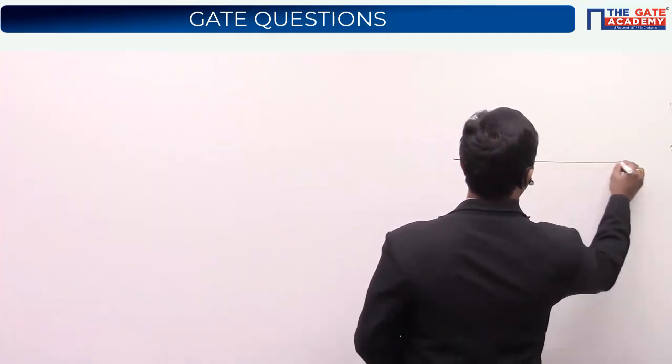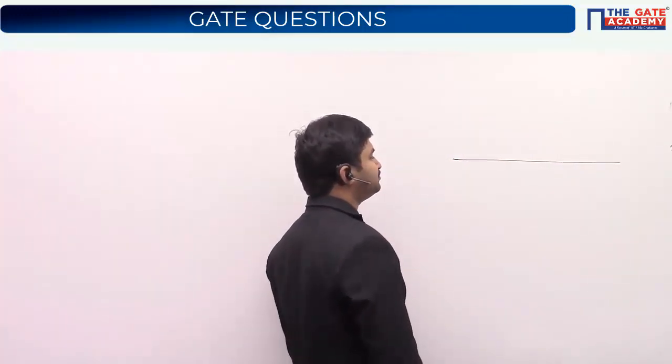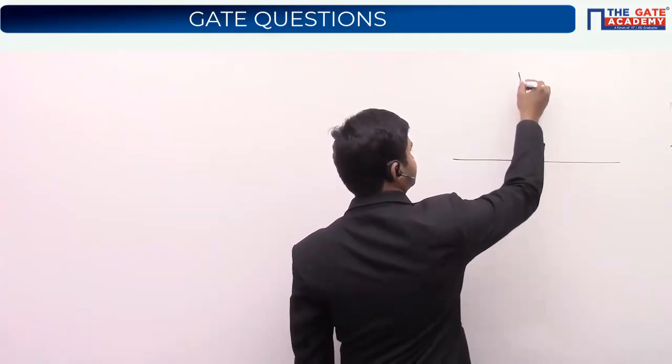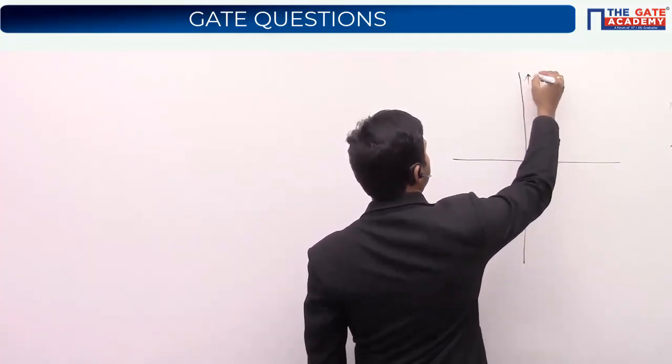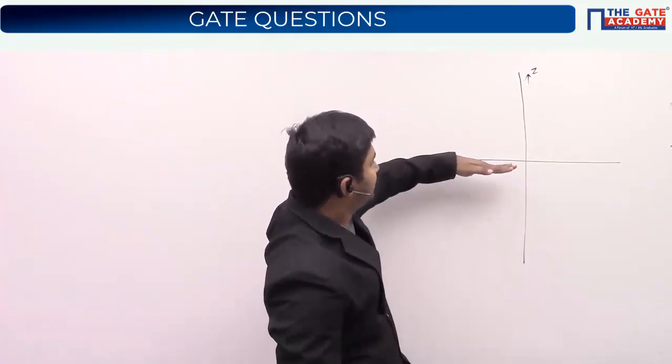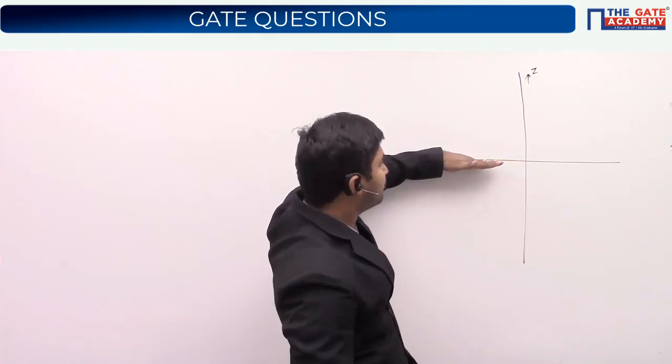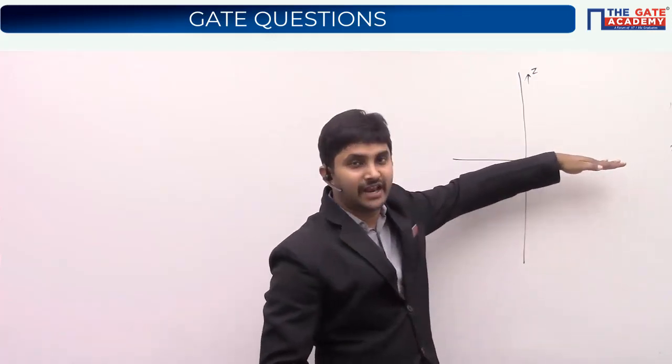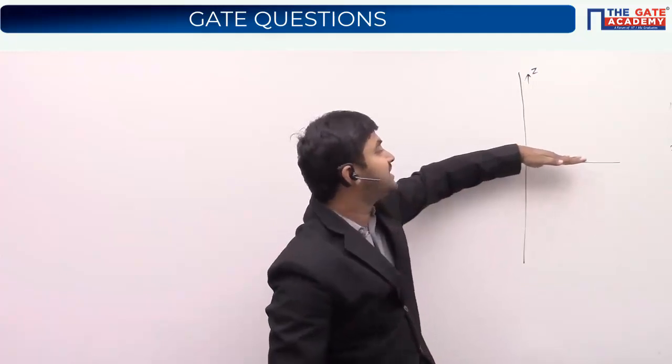A perfectly conducting metal plate is placed in the XY plane in a right-handed coordinate system. So there is a right-handed coordinate system, the XY plane. Let me consider that this is my Z-axis. Now this particular plane that I have is nothing but Z equal to 0. This line is indicating the XY plane.